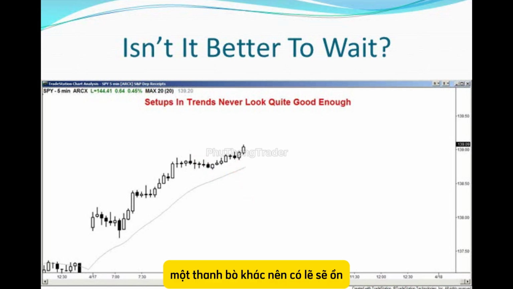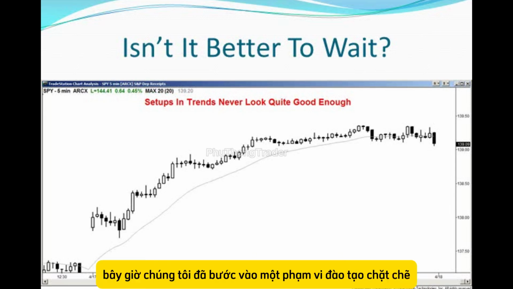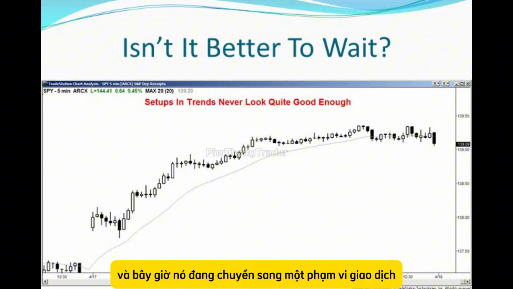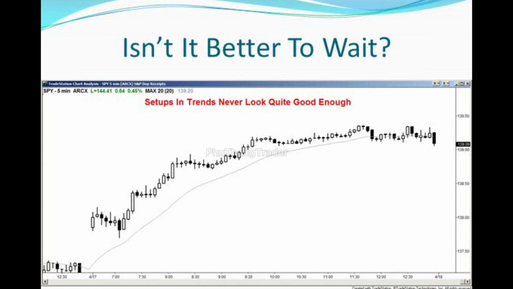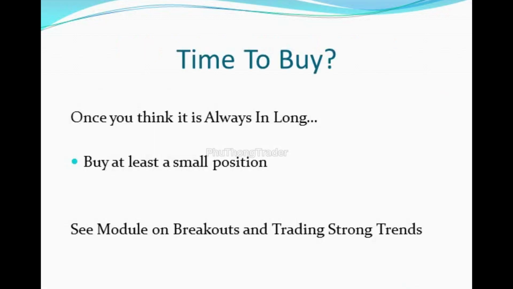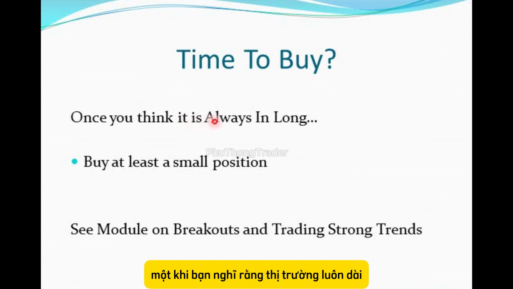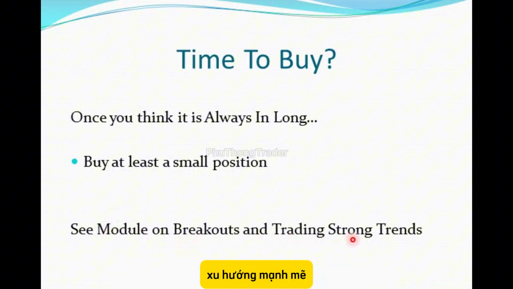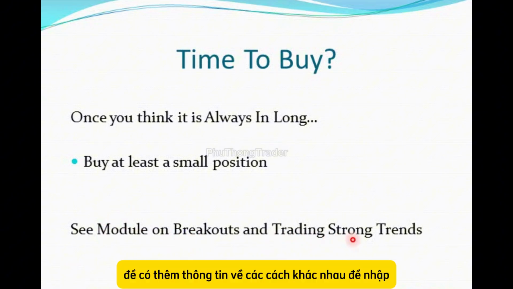Another bull bar, so probably going higher. Okay, now we've entered a tight trading range. So the market has transitioned. It was in a strong bull trend, and now it's transitioning into a trading range. Once you think the market is always in long, in other words, once you see the breakout and you say, yeah, I think this is going higher and I'm worried that I'm flat, buy at least a small position. You can see the modules on breakouts and trading strong trends to get more information about different ways to enter.